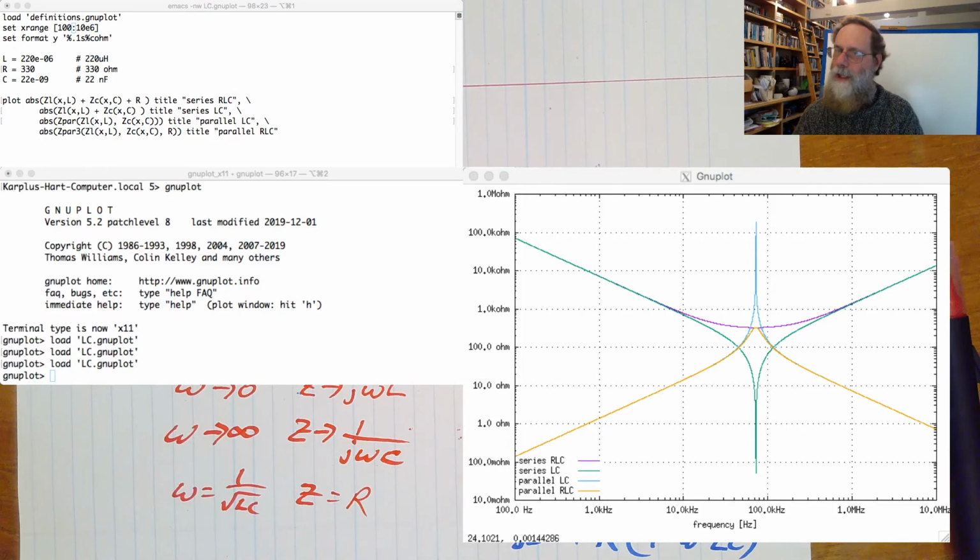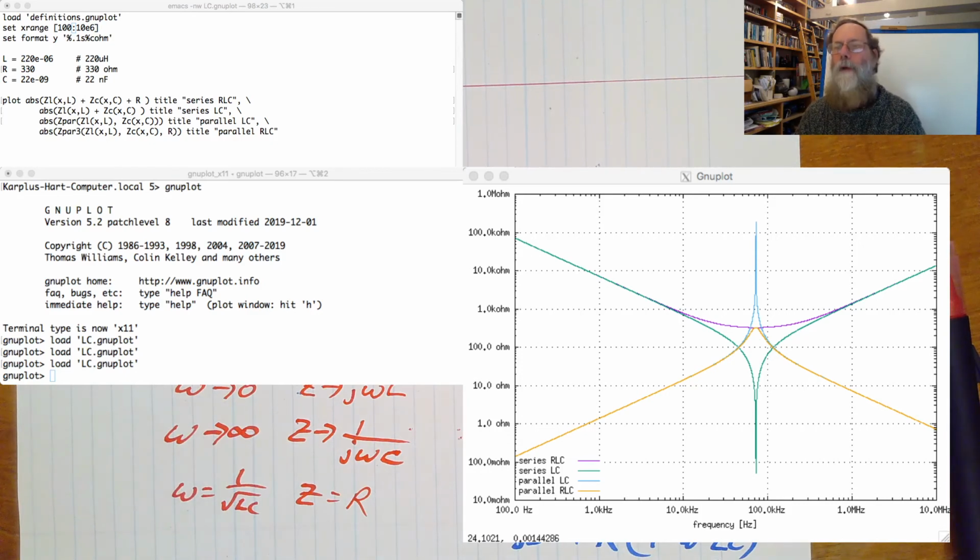But what happens when we add that resistor either in series or in parallel is that we basically clip off that big spike, the resonance spike, and at resonance we just have the resistance R. And you can see that you can use this to control what happens at the resonance almost independently of what happens elsewhere. Outside the region around the resonance, the RLC circuit behaves essentially the same as the LC circuit.